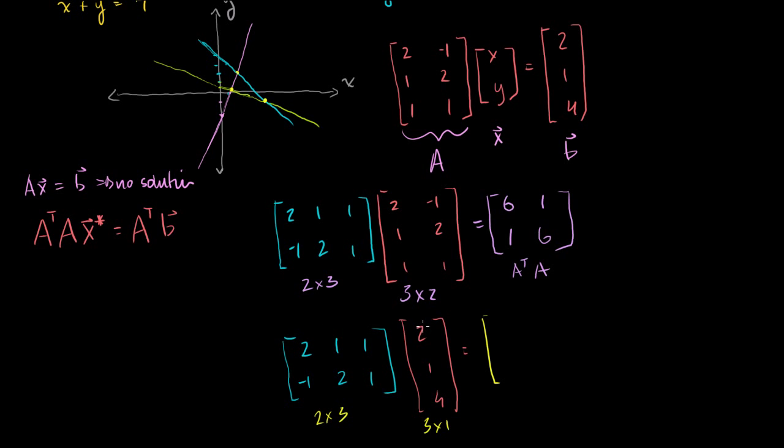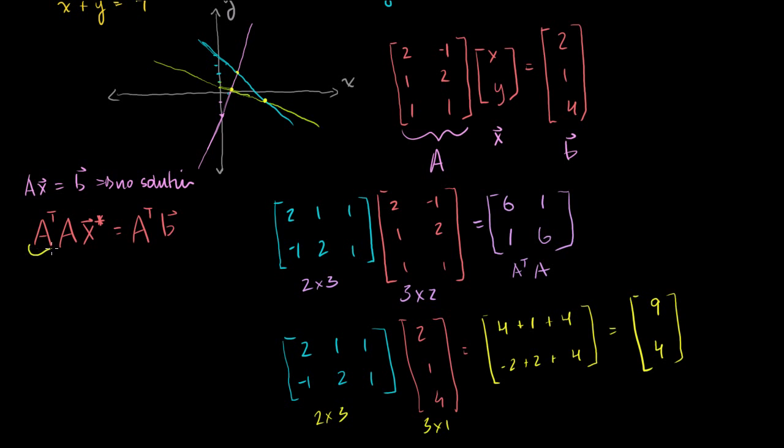Let me actually write it down, I'm going to make a careless mistake. 2 times 2, which is 4, plus 1 times 1, which is 1, plus 1 times 4, which is 4. And then here you have minus 1 times 2, which is minus 2, 2 times 1, which is 2, plus 1 times 4, which is 4. So A transpose times b is equal to 9, and this is going to be 4.